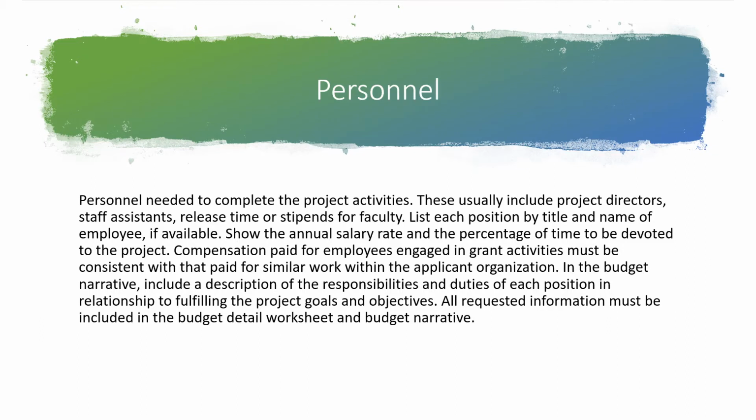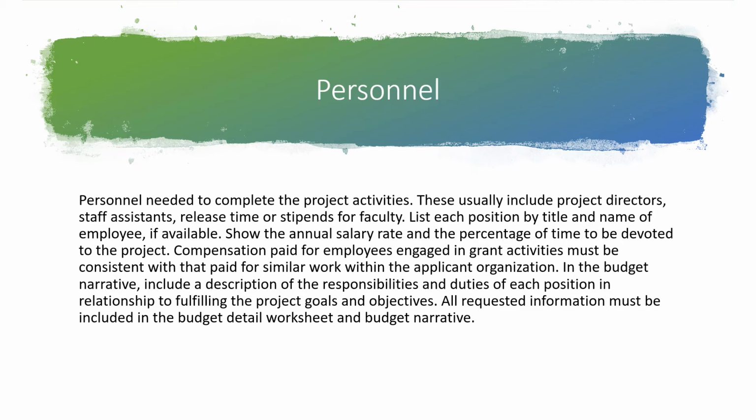Personnel is the most obvious, right? Personnel needed to complete the project activities. These usually include project directors, staff assistants, release time, or stipends for faculty. In other words, who's involved, who needs to be compensated in some way. So list each position by title and name of employee if available. Show the annual salary rate and the percentage of time to be devoted to the project. Compensation paid for employees engaged in grant activities must be consistent with that paid for similar work within the applicant organization, right?